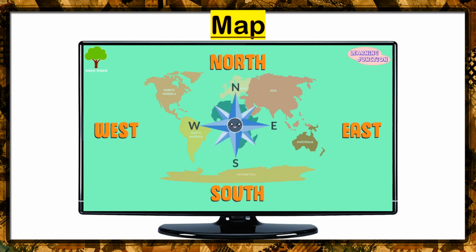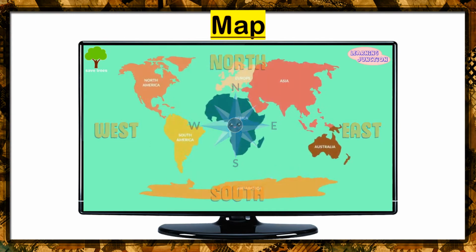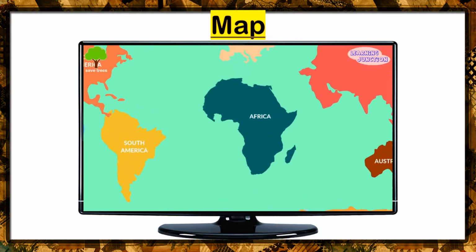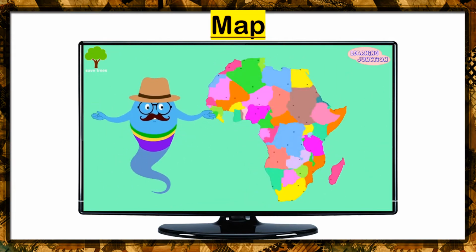You can easily see which country or continent is in which direction. Different places are shown with different colors, so we can easily locate a particular continent. Usually, countries are shown by dots and capitals with a star.